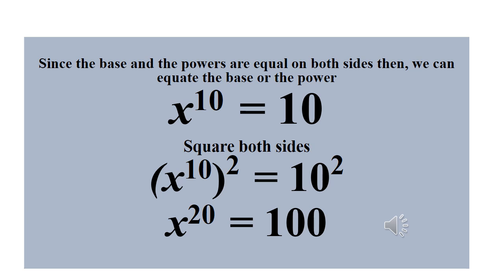Then x raised to power 10, squared, will give us 10 times 2, 20. x raised to power 20 equals 10 squared, which is 10 times 10, that is 100. Then it follows that x raised to power 20 equals 100, and that's what they asked us to find. We were asked to find the value of x raised to power 20, which equals 100, and that was why we square both sides, so that we can have x raised to power 20, which is now 100.